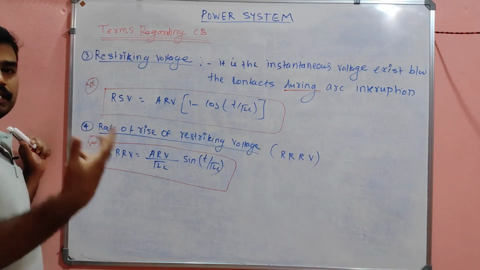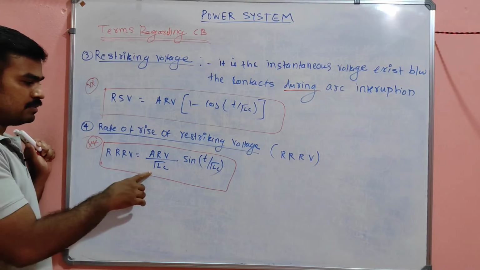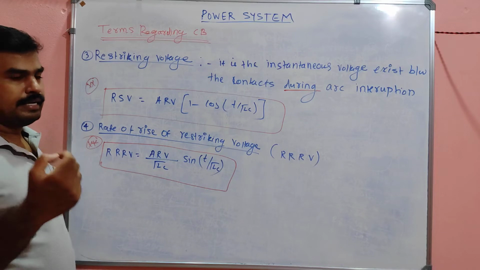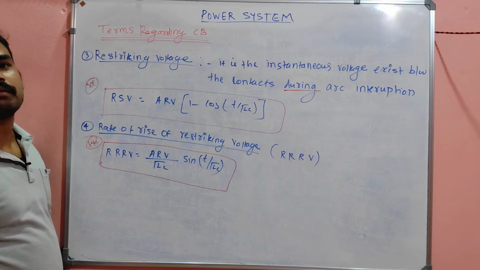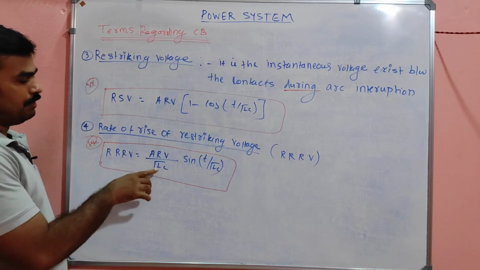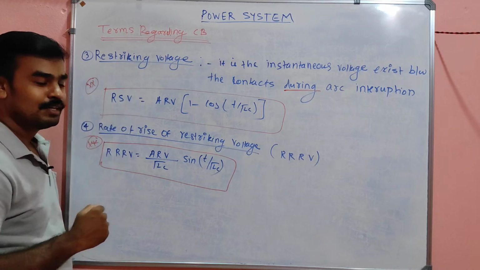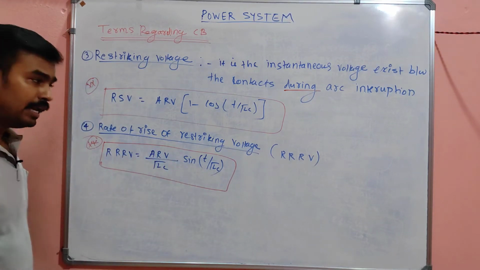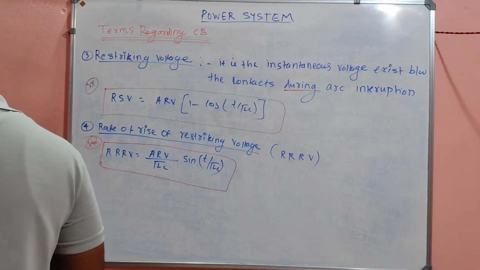What happens when L and C are very high? What happens when time is very high? What happens to the rate of rise of restriking voltage? A beautiful question can be asked. In examinations we are asked what happens if the capacitance in the circuit is very high compared to the inductance. Then the rate of rise of restriking voltage will be low. If the denominator is high, it will be low. If the denominator is very low, it will be very high. Likewise you can connect. Is it clear, my dear? That is a very important term connected to the circuit breaker.